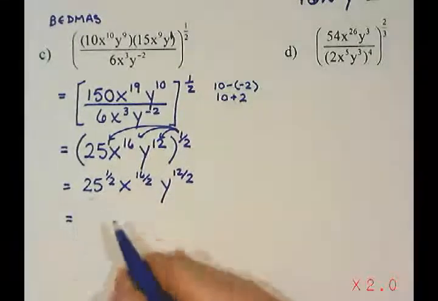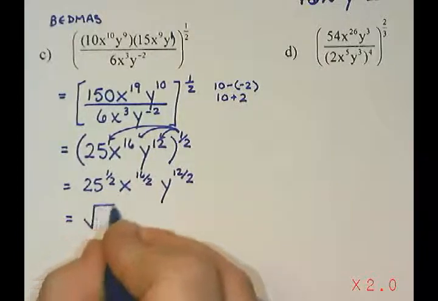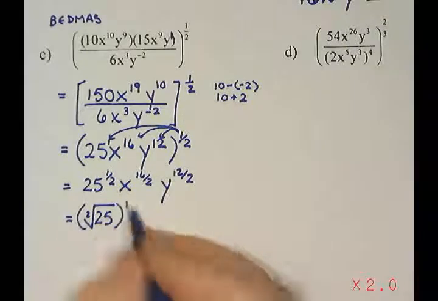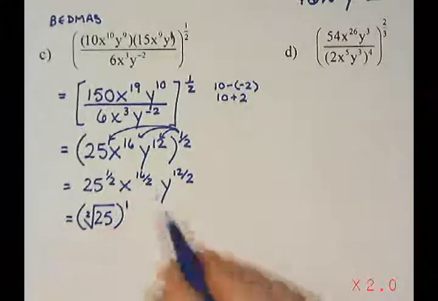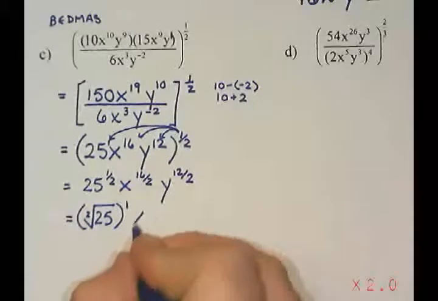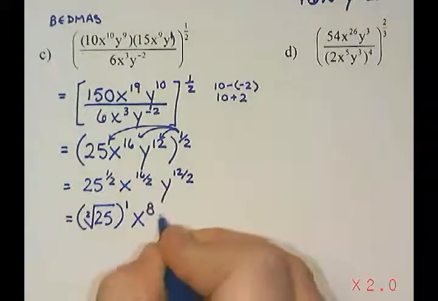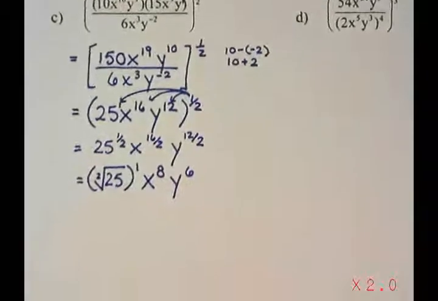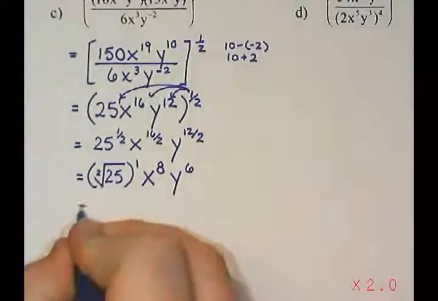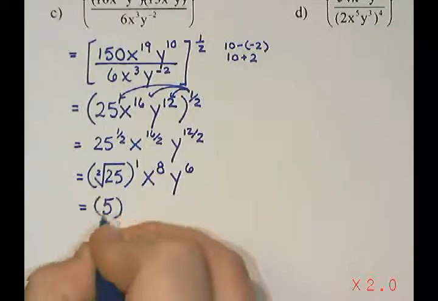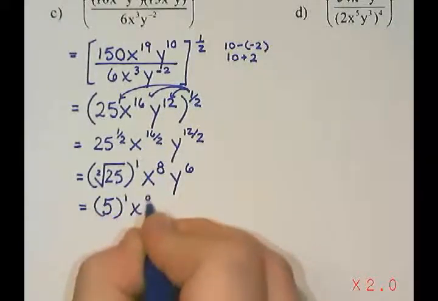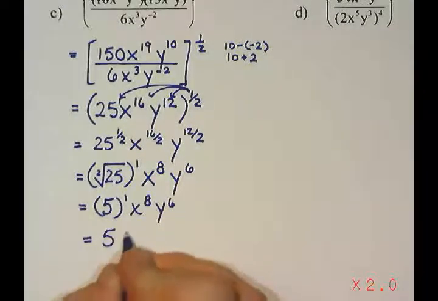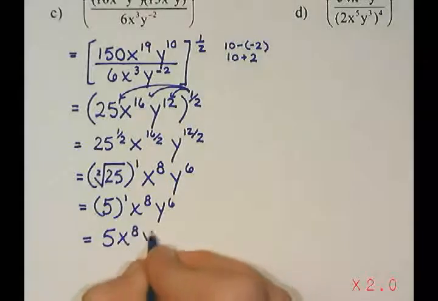Now 25 to the power of 1/2, that's going to be the square root of 25 to the power of 1. X to the 16 divided by 2, 16 divided by 2 is 8. And 12 divided by 2 is going to give me y to the power of 6. Now the square root of 25 is 5 to the power of 1. 5 to the power of 1 is just 5. X to the 8, y to the 6.